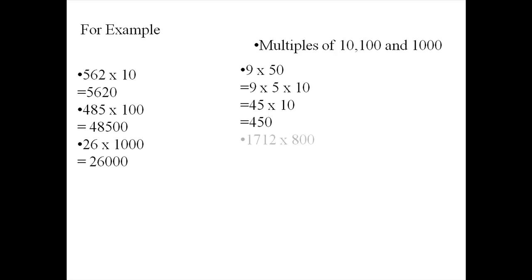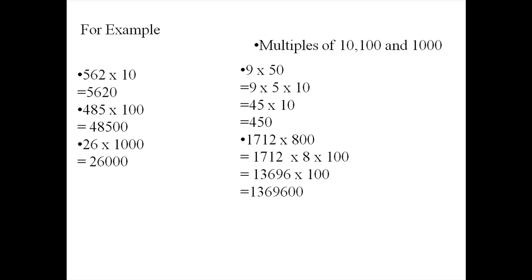Our second example of multiples is 1712 multiplied by 800. Again I am going to split 800 into 8 multiplied by 100. Now I am going to multiply 8 with 1712, so I get 13696 multiplied by 100. Here in 100 we have two zeros, so it will increase the answer and we get 1369600.